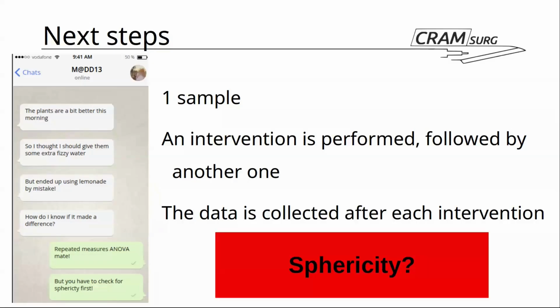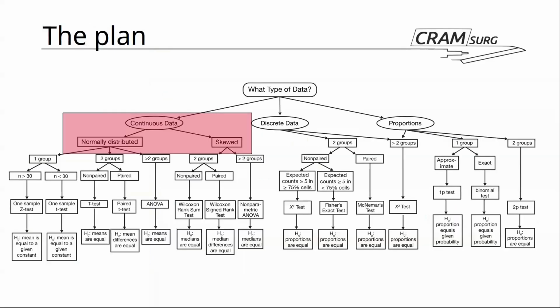What the heck is sphericity? Oh, well, it's a concept I've recently encountered myself, so we'll dig into it together and we'll figure it out.